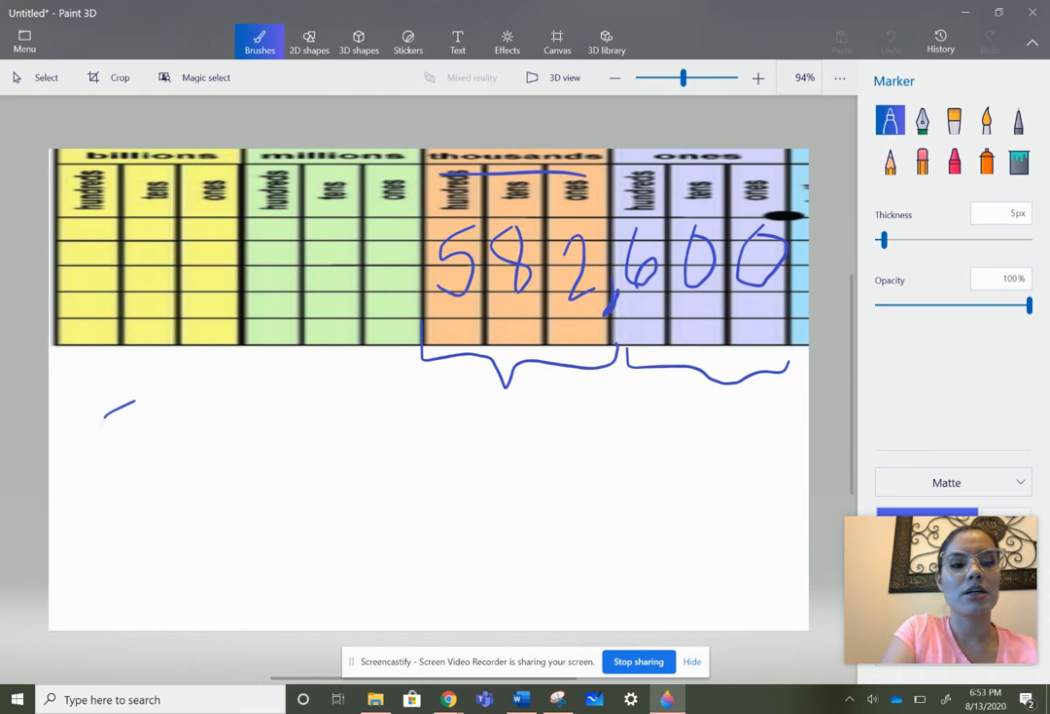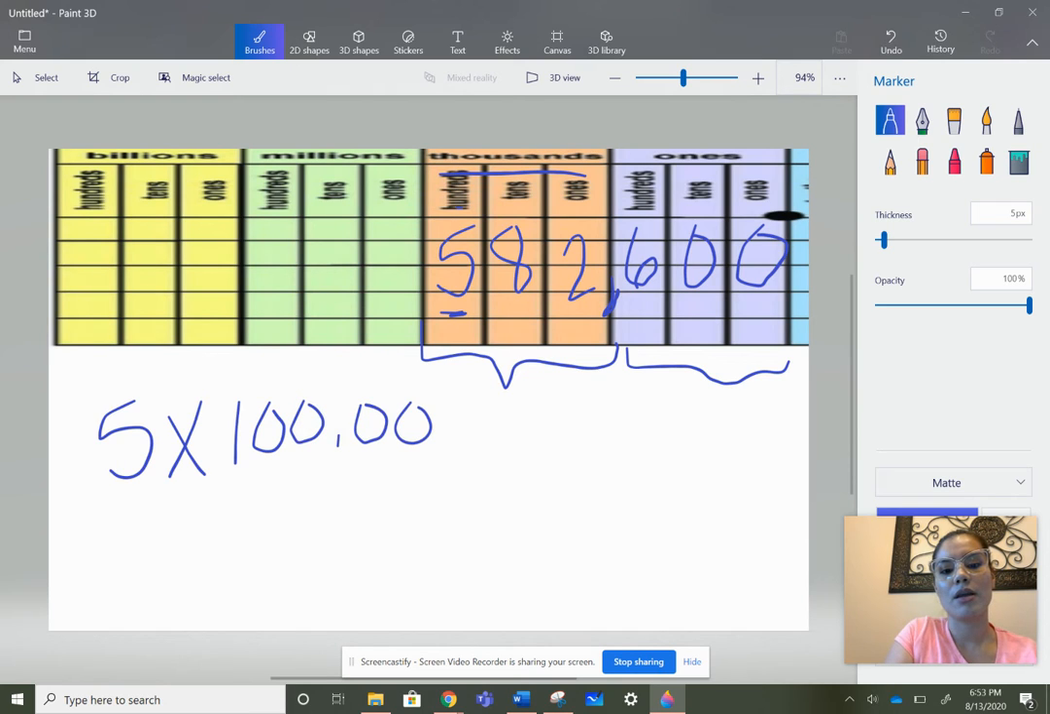So I'm going to take 5 and I'm going to multiply it by the place value of the 5. Again, if I write this on top of a place value chart, it's going to be easy. So the 5 is in the hundred thousands place. So I'm going to multiply 5 times 100,000. And then I put it in parentheses, and then I'm going to add.